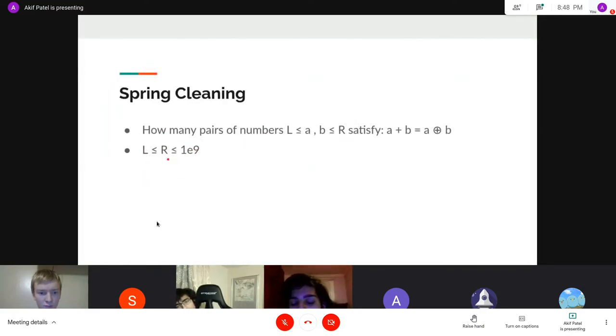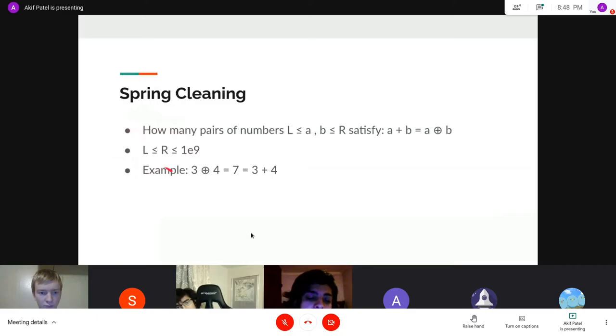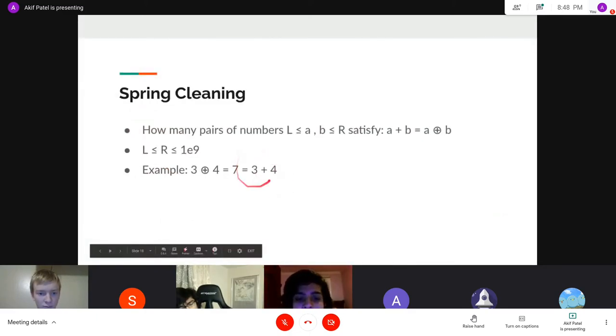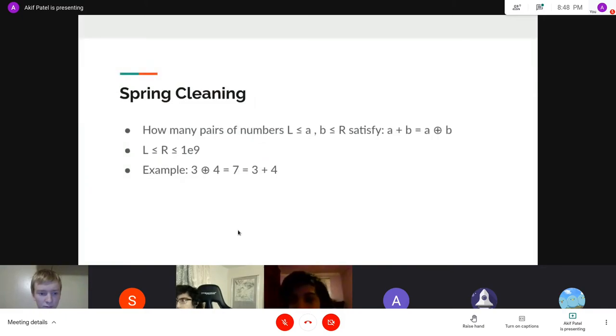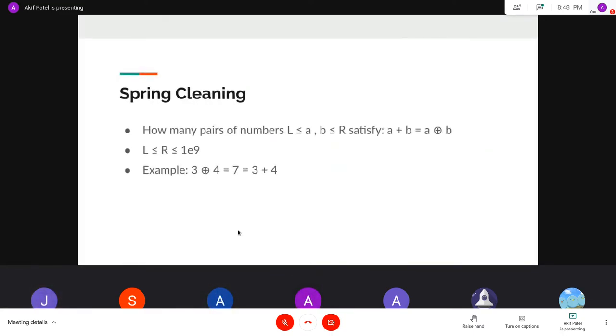Okay. This was a Codeforces problem, I think. So an example here is that 3 XOR 4 is 7, and so is 3 plus 4, it's also 7. So 3 comma 4 would be an example of such a pair. Okay. Does everyone understand the problem statement, at least?